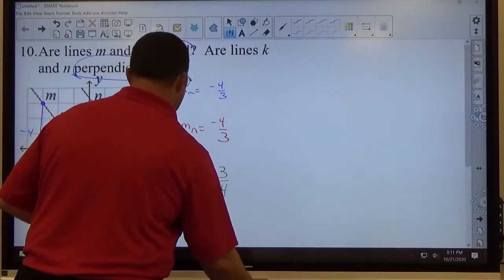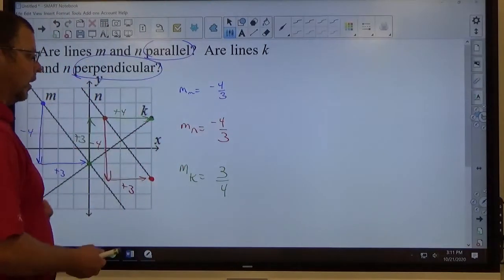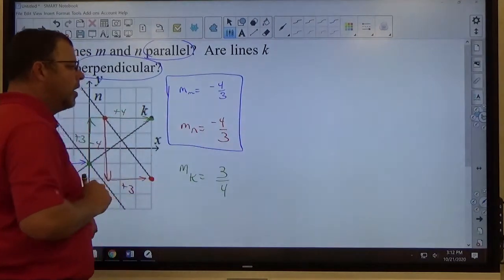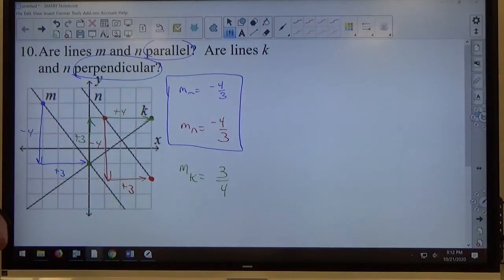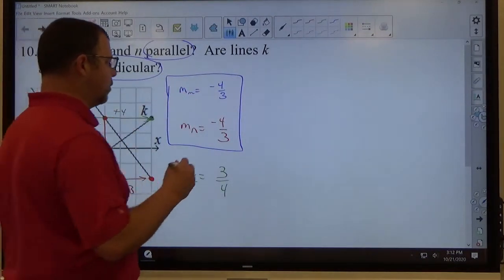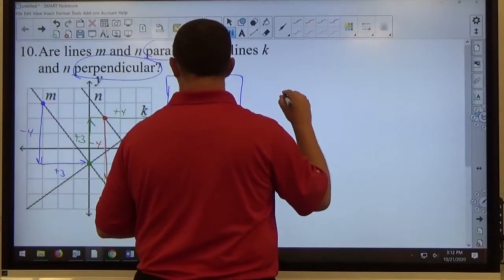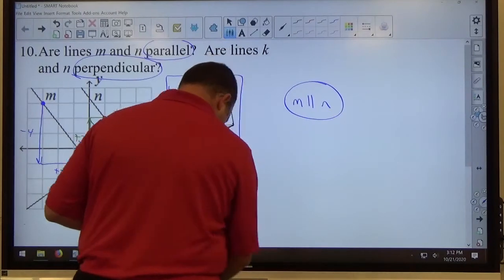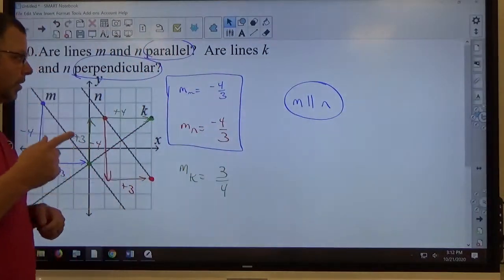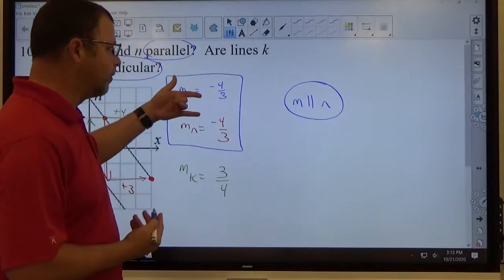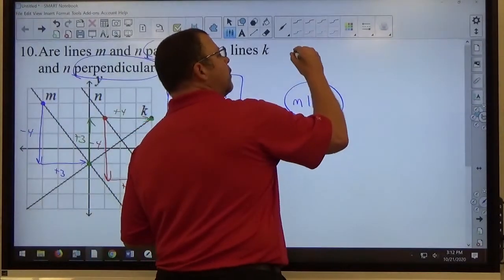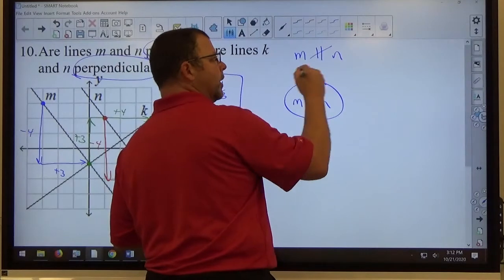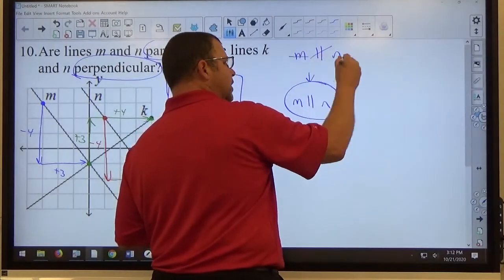The first question asks me about M and N being parallel to one another. So I'm going to focus just on slopes for M and N, these two slopes. If they're parallel, the slopes should be equal. The slopes are equal, so M is parallel to N. If they weren't parallel, I would have written M is not parallel to N by striking out the parallel sign. But again, this is the right answer.